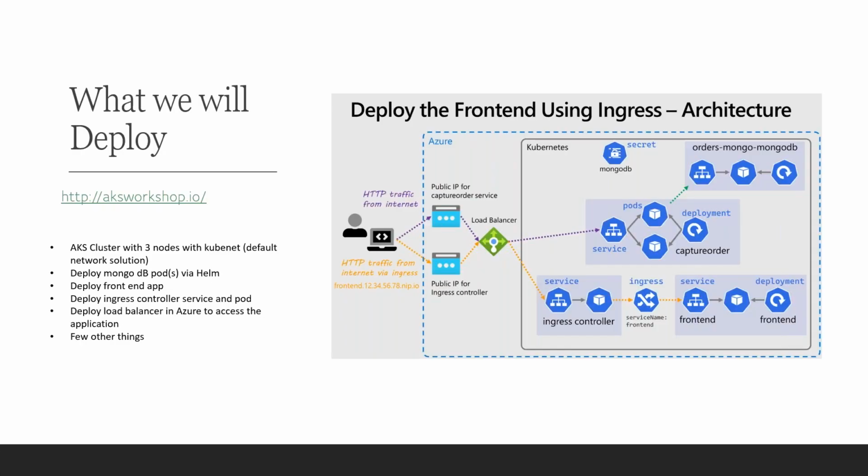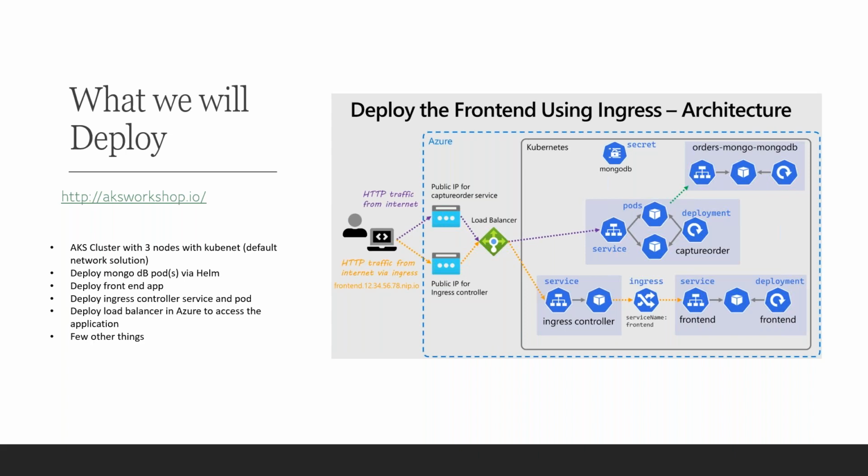So this is what we would be trying to achieve today in the lab. We would be deploying this particular architecture, which is being shown. On the right hand side, first we would be deploying the MongoDB database, which will be storing the orders. Then we would be deploying the capture order API, which interacts with the MongoDB database. It will have two pods, and in front there would be a service, and this service would be exposed to the outside world through the load balancer.